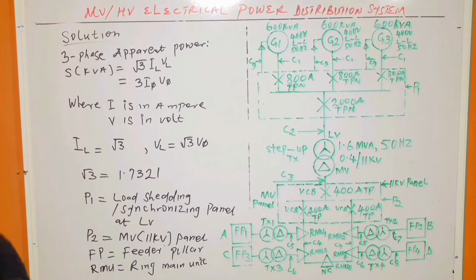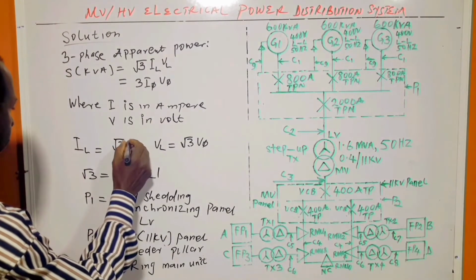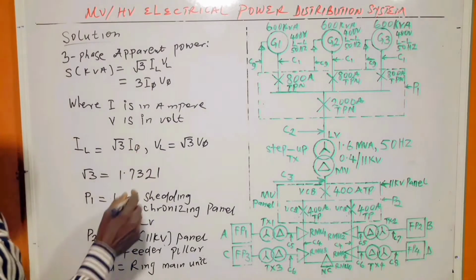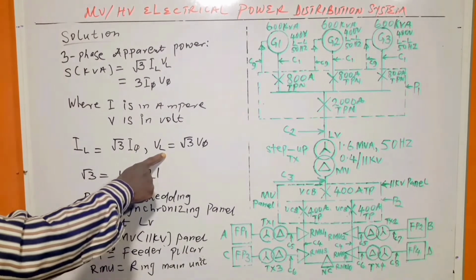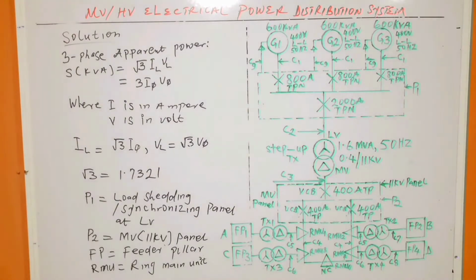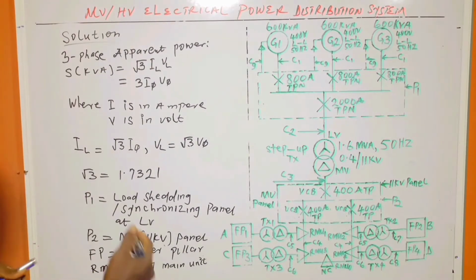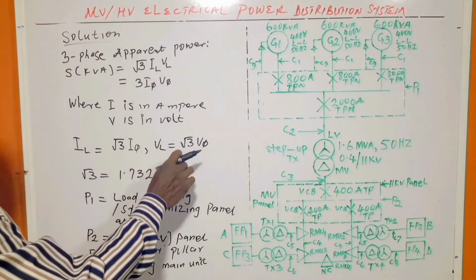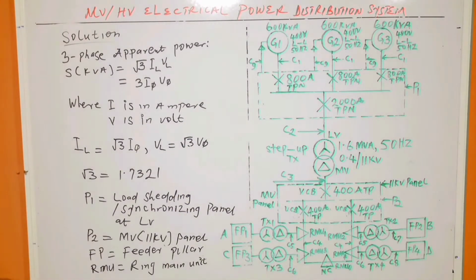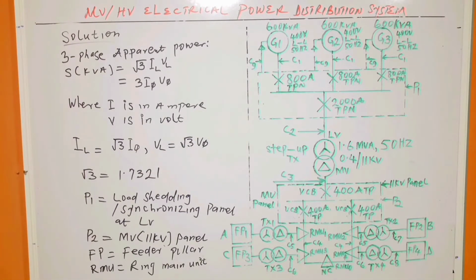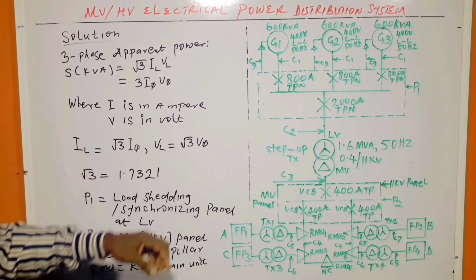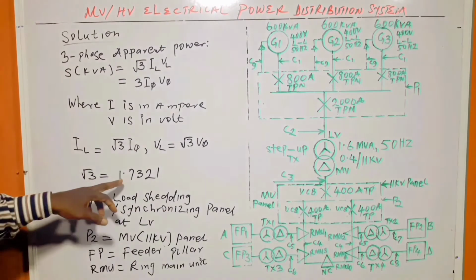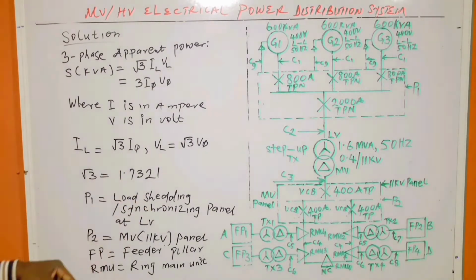I phase, not I phase. And V line, which is the line voltage, is √3 V phase. That is √3 times the phase voltage, and √3 is approximately 1.7321.